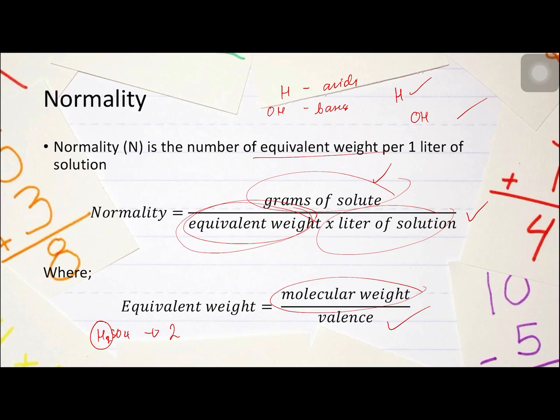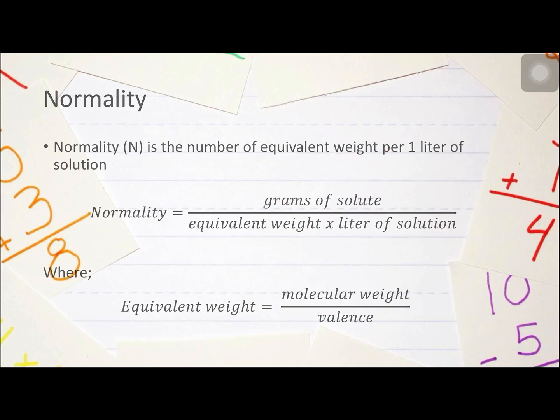Let's try another example. Let's have sodium hydroxide. Since in sodium hydroxide we only have one hydroxyl ion, it means that the valence of this substance is only 1. Now, I would like to put a disclaimer here, since this is not always the case for our valence, but for the purposes of our study, we're going to use this method. Okay, so that is how you compute for normality.